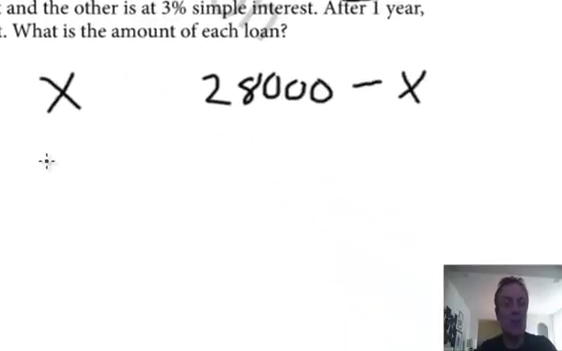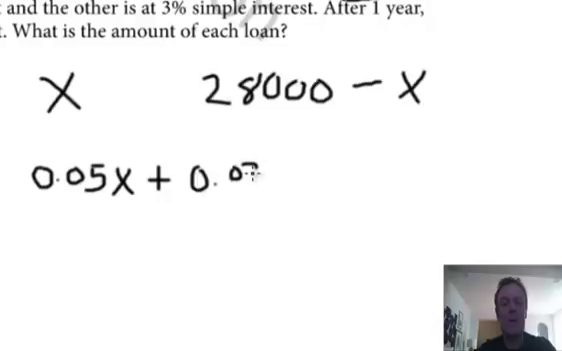So, here we go. The interest rate for the first loan is 5%. Let's write it as a decimal, 0.05, times what he's got in the bank. Think about it, that's 5% of that money in the bank. That's his interest. We're going to add that to the interest in the other loan, and that's at 3%. Again, multiply by how much he's got in that particular account, and that's 28,000 minus x. Now, those 2 interests together is 1,040.